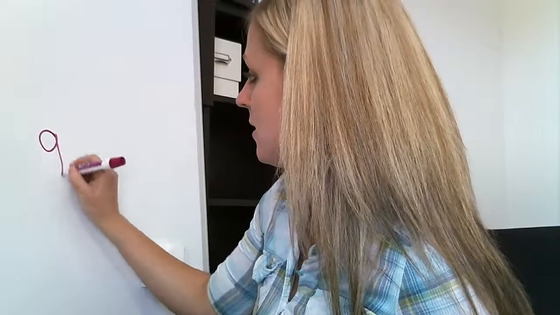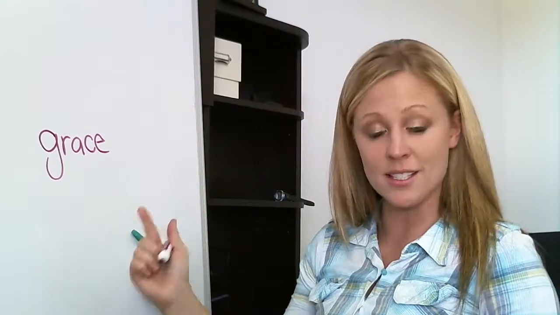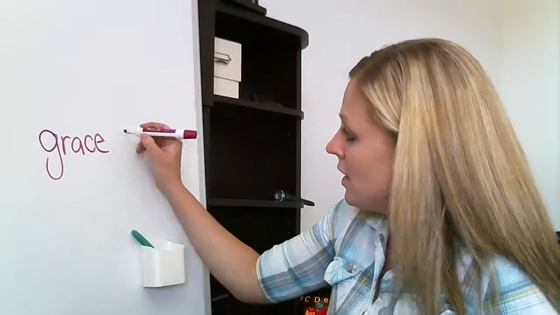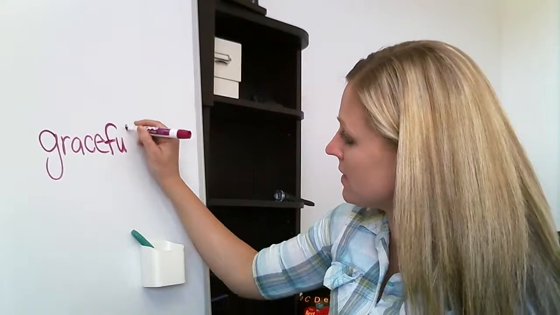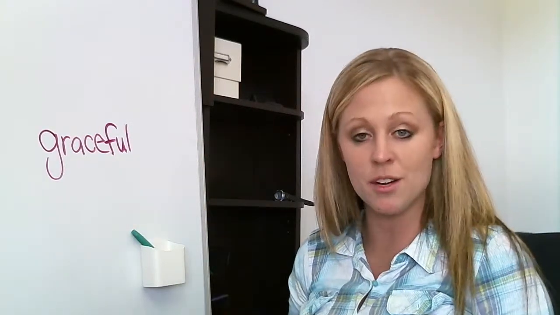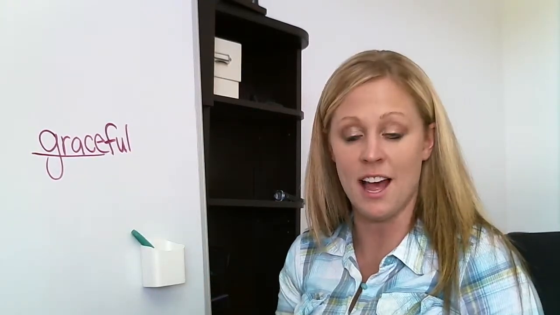Now, I hope you remember that we have words that are related, meaning they have the same base word. In this group of words, our base word is grace. Grace. Now, one of our words that are related is graceful. When we write the words that are related, we write them all out. No spaces. Graceful. This time, I want you to underline your base word. Grace. I want you to underline that.